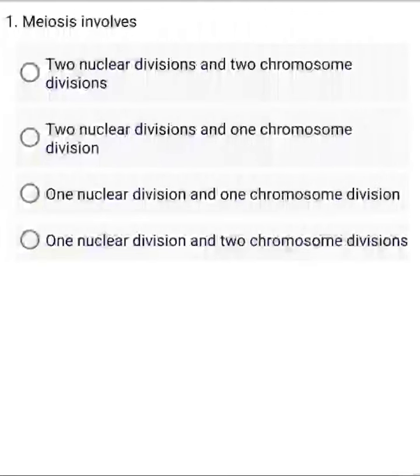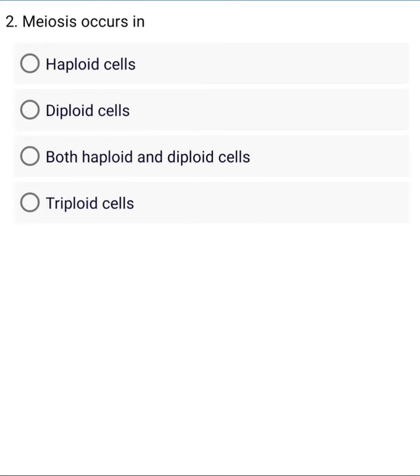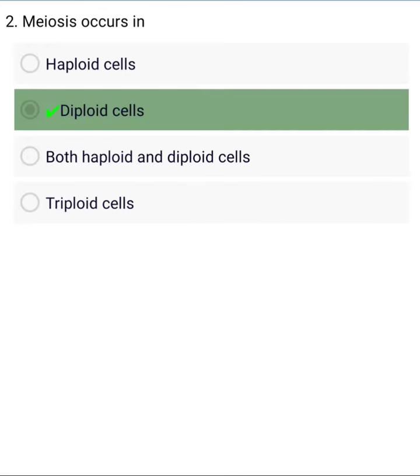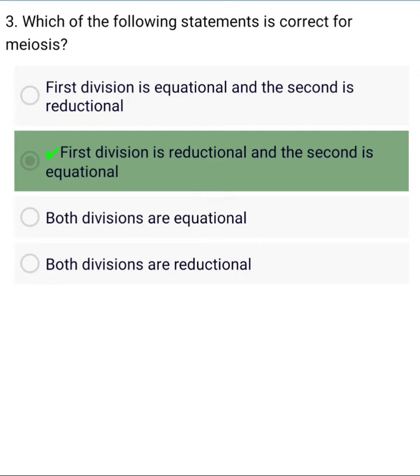B. 2 nuclear divisions in 1 chromosome division. C. 1 nuclear. Right. Meiosis occurs in A. Haploid cells. B. Diploid. Right. Which of the following statements is correct for meiosis? A. First division is equational and the second is reductional.